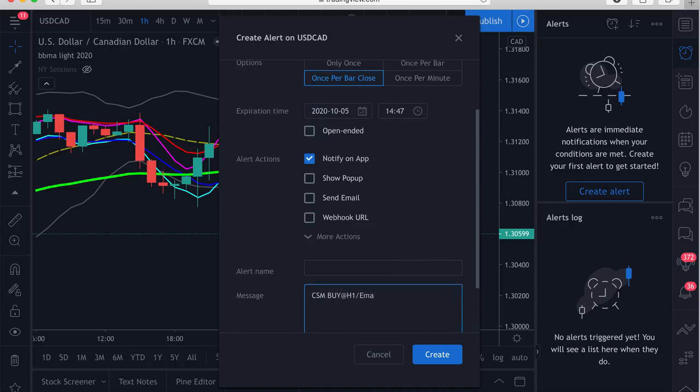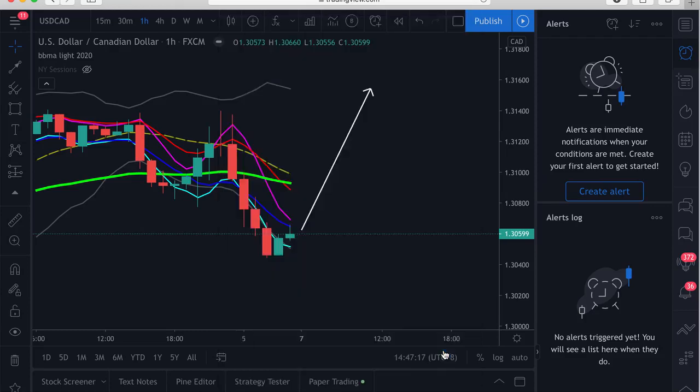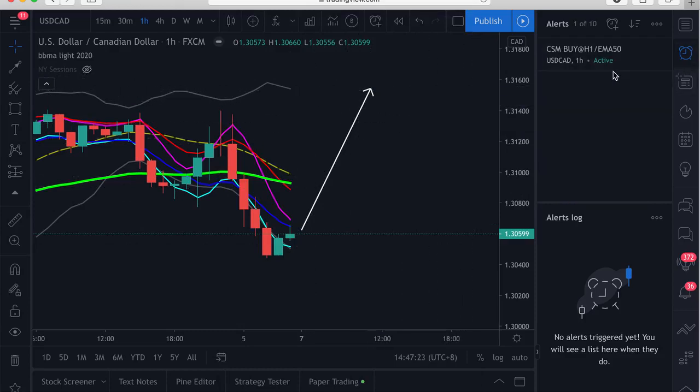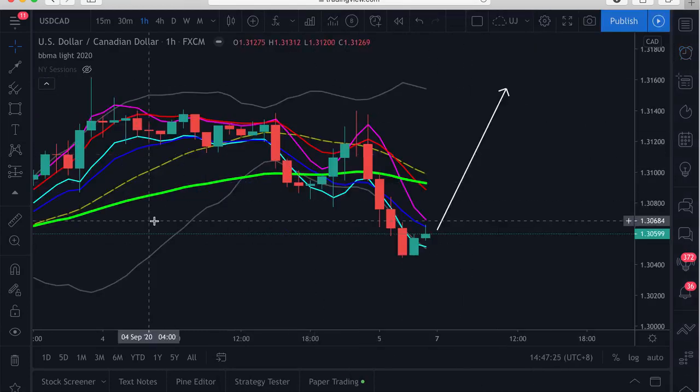And we make sure it's close above the EMA 50. That will be a good confluence for us. This guy up here. Okay, so that's it for USD CAD. So we have one alert for USD CAD here.